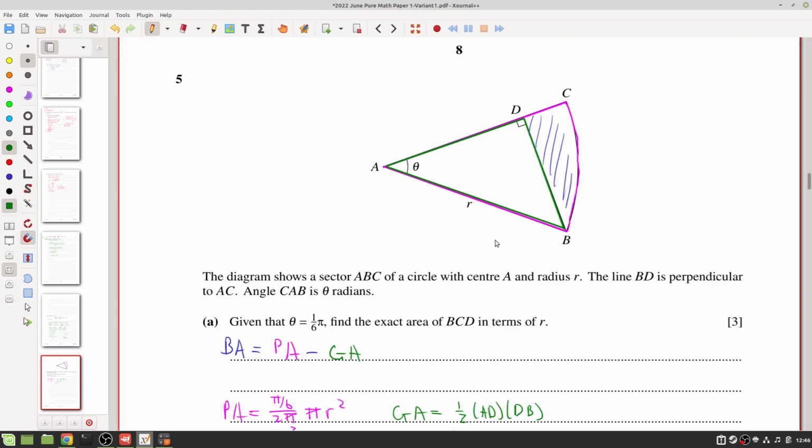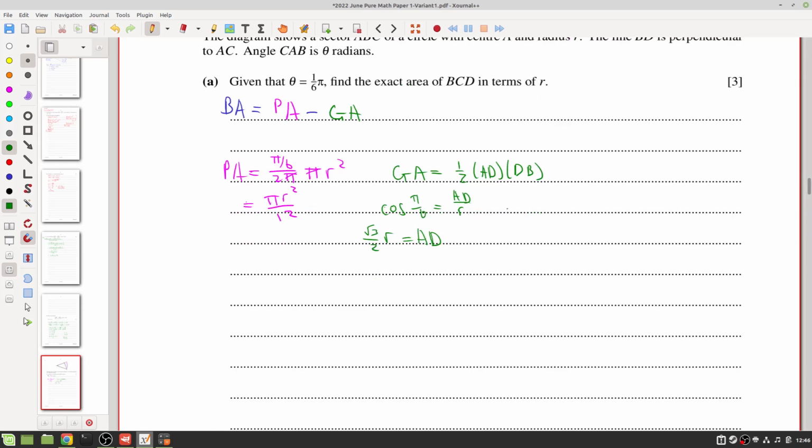Then to find DB, we can use sine. So sine pi over 6 is equal to DB over r. So that's r times sine pi over 6. Now sine pi over 6 is a half, so DB equals half r. So this gives us that the green area, or the area of the triangle, equals half times AD times DB. And that simplifies to root 3 r squared over 8.